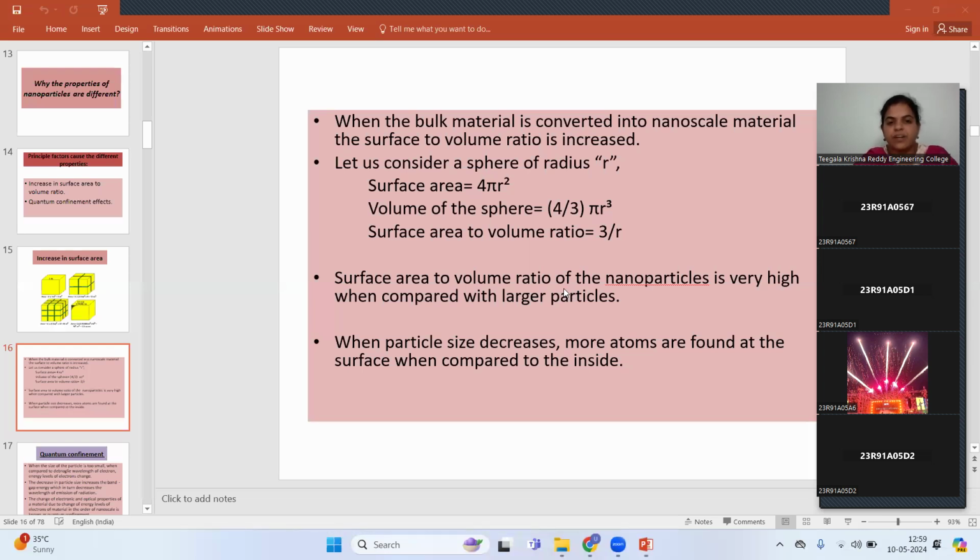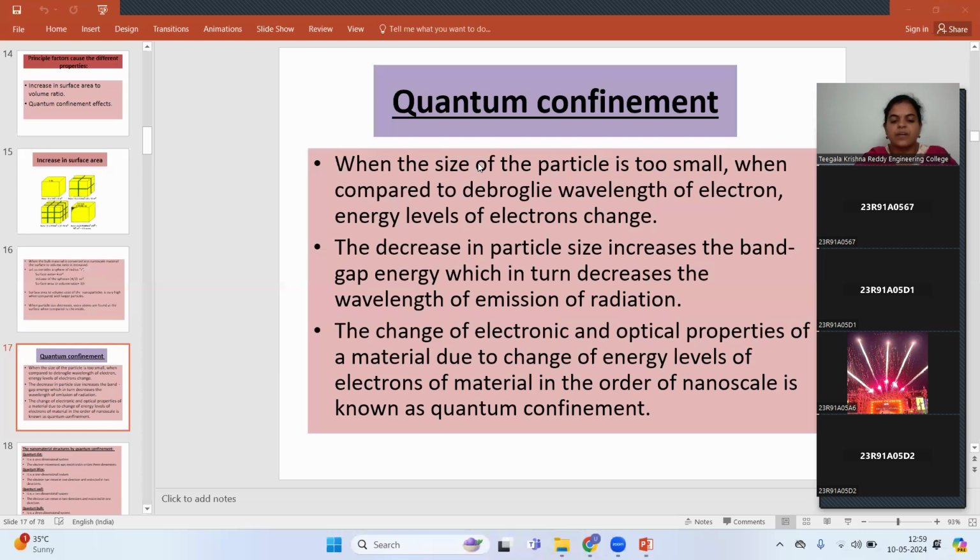And coming to the second one, quantum confinement. When electrons are kept trapped in a very small area, it is called quantum confinement, or when the size of the particle is too small when compared to the de Broglie wavelength. Already we know the de Broglie wavelength.